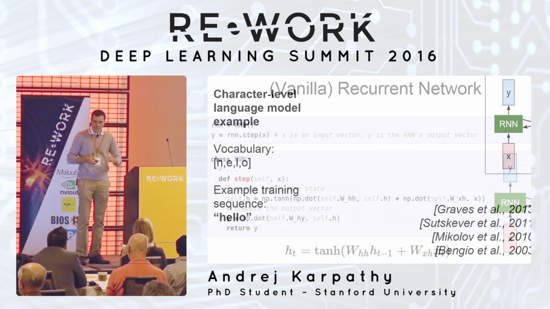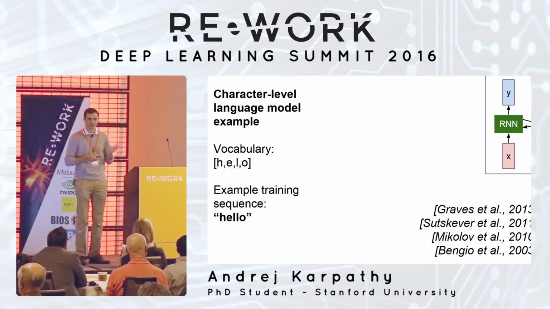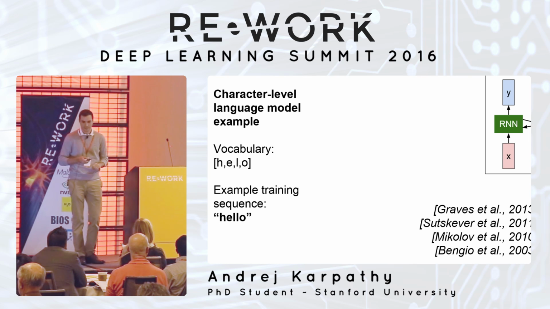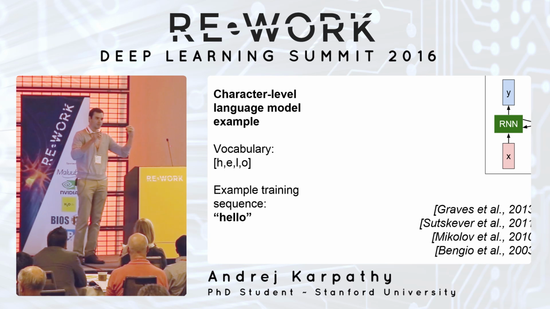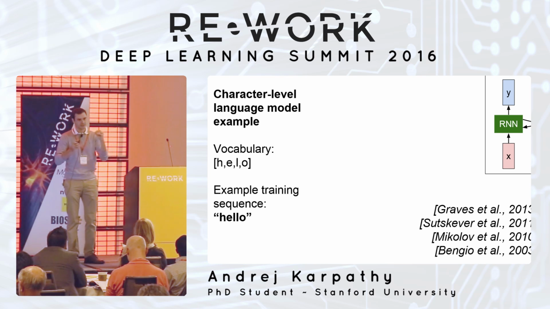So, for example, one way to endow semantics on top of the vectors x and y is to work in the context of character-level language models. Before I dive into the example, I'd just like to point out that in my own work on these models, I've worked on top of a lot of previous work from Alex Graves, Ilya Sutskever, Tomáš Mikolov, and Joshua Bengio. The way this will work is in a character-level RNN model, we are going to consume a sequence of characters, and then we're trying to predict the next character in the sequence.